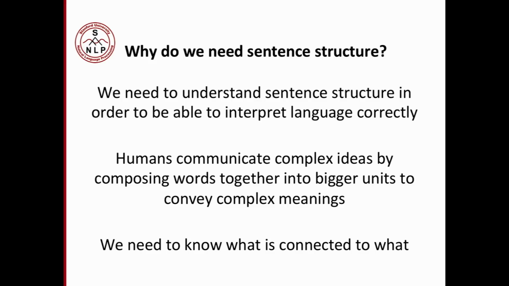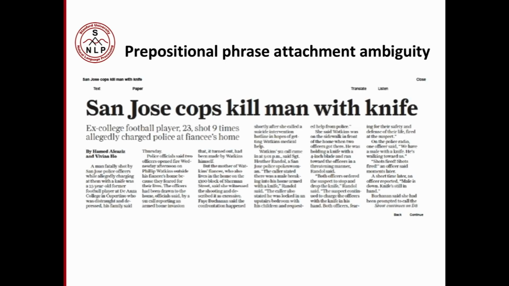One of the ways of seeing that this is important is seeing what can go wrong. Here is a newspaper headline: San Jose cop kills man with knife. Now this has two meanings, and what you decide depends on what modifies what. So what are the two meanings? Meaning one.